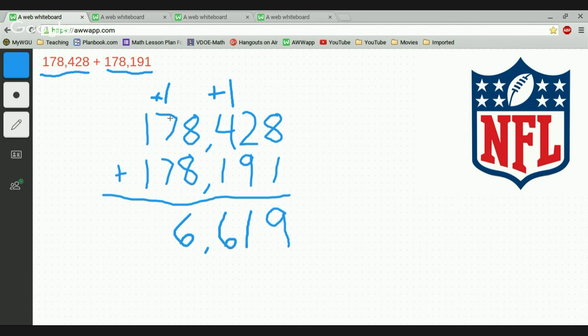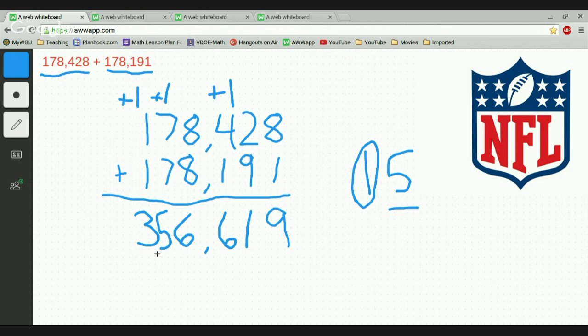1 plus 7 is 8, plus 7 more is 15. We see 15 like this. The 5 is in the 1's place, and the 1 is in the 10's place, so that gets carried up. So 1 plus 1 plus 1 is 3.